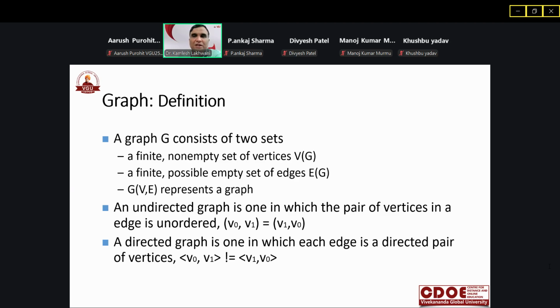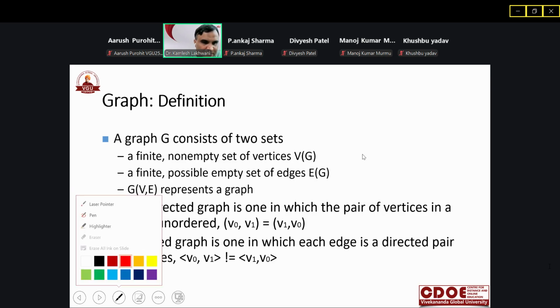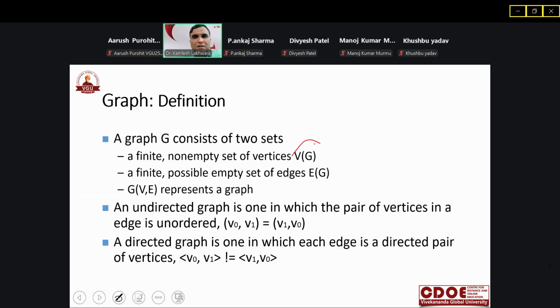So what is the graph? Mathematically, a graph G consists of two sets. The first one is, I'm typing over here, just understand, one set is called V(G), another set is called E(G). E(G) is the set of edges, V(G) is the set of vertices that is inside the graph. So mathematically the graph can be represented as G(V, E), which represents a graph.